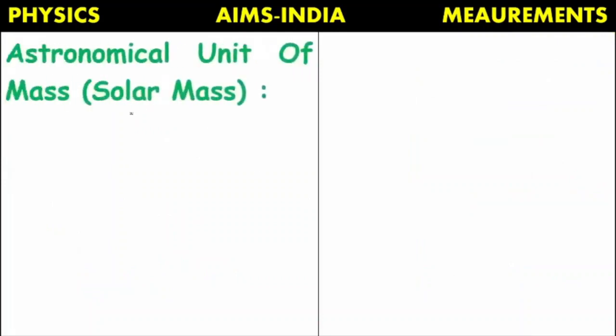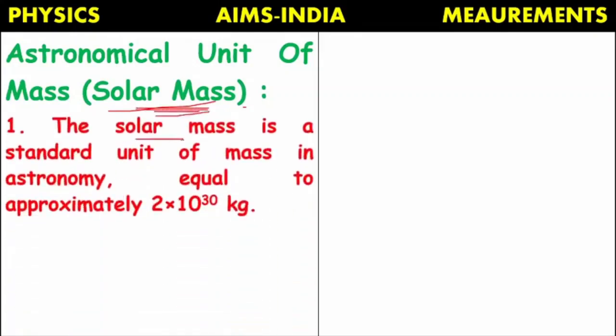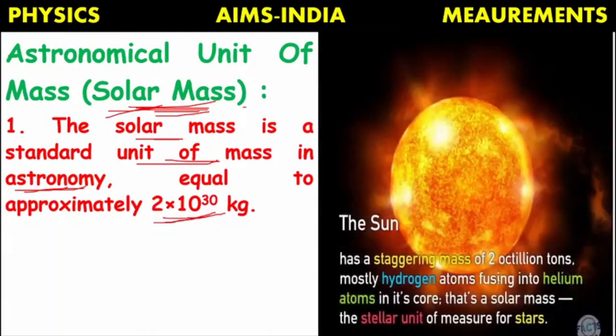So astronomical unit of mass, or we call it as solar mass. The solar mass is standard unit of mass in astronomy. Means to find out the mass of stars and other planets or galaxies, we will make use of this unit called solar mass, whose value is equal to 2 into 10 power 30 kilogram. Means the mass of sun. The mass of sun is considered as solar mass. The sun is mainly composed of hydrogen atoms fusing into helium atoms.